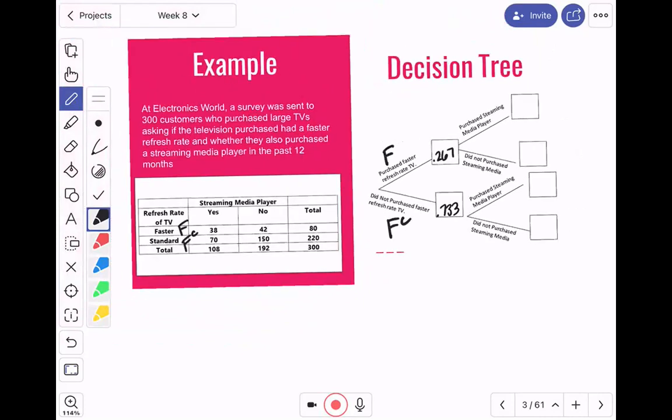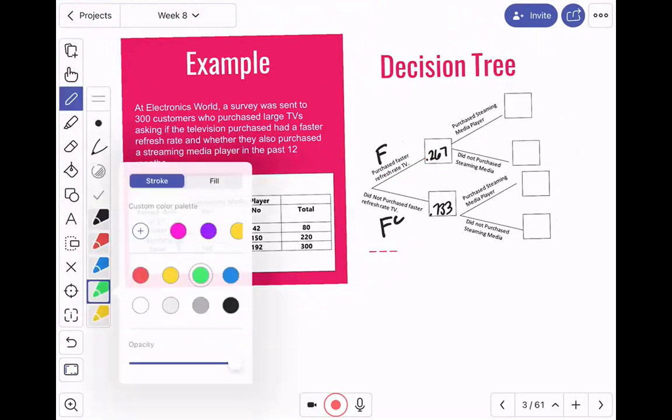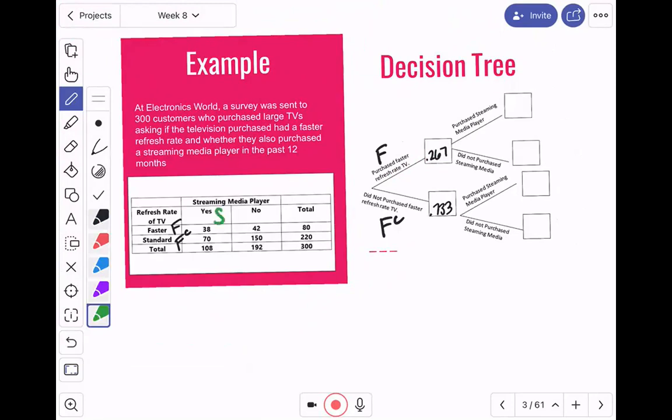Now, the next part says this. If you read this tree, we're looking at these people who all purchased a faster refresh rate TV. These people, we call the streamers, we call those S. So here's S, here's not S. Yes and no. Streaming versus non-streaming. If they purchase a faster refresh rate TV, they could also purchase a streaming media player with it. Or they could not purchase one here. Likewise, if they did not purchase a faster refresh rate, they purchase standard rate, they could purchase a media player with it, S, or they could not purchase one here.